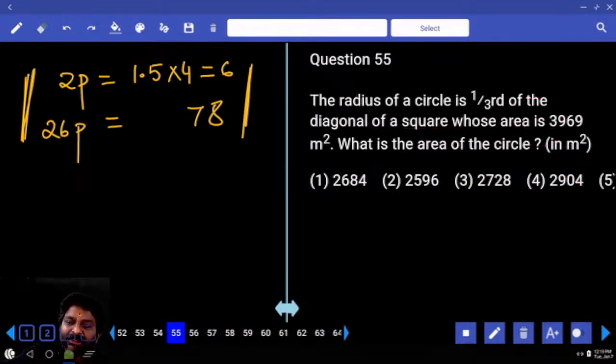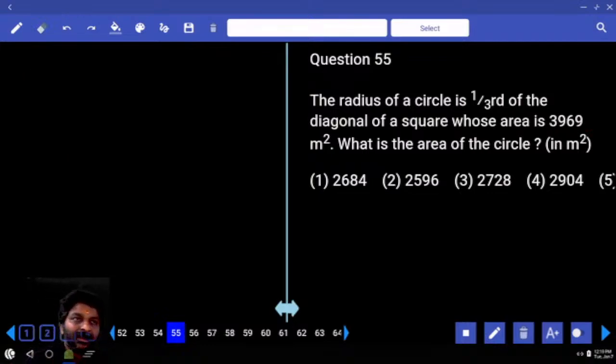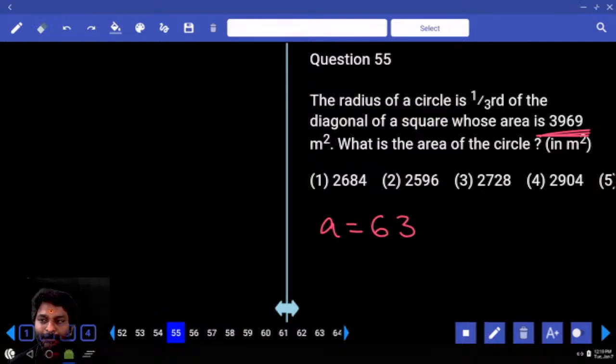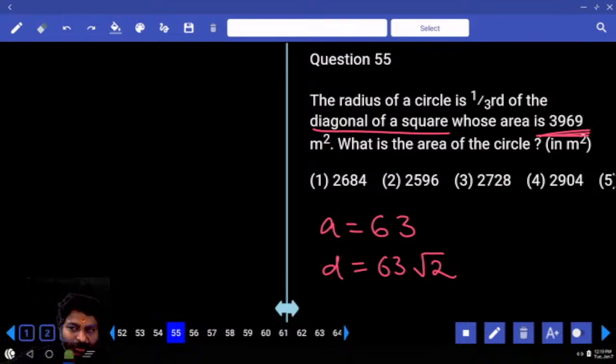The radius of a circle is 1/3 of the diagonal of the square whose area is 3969. 60 squared is 3600 and it is more than that, so it will be in the 60s only. 65 squared is 4225, which is less than that. As it is ending with 9, it is 63 squared only. Then the side of the square is equal to 63. The diagonal of the square is a root 2, which is 63 root 2.